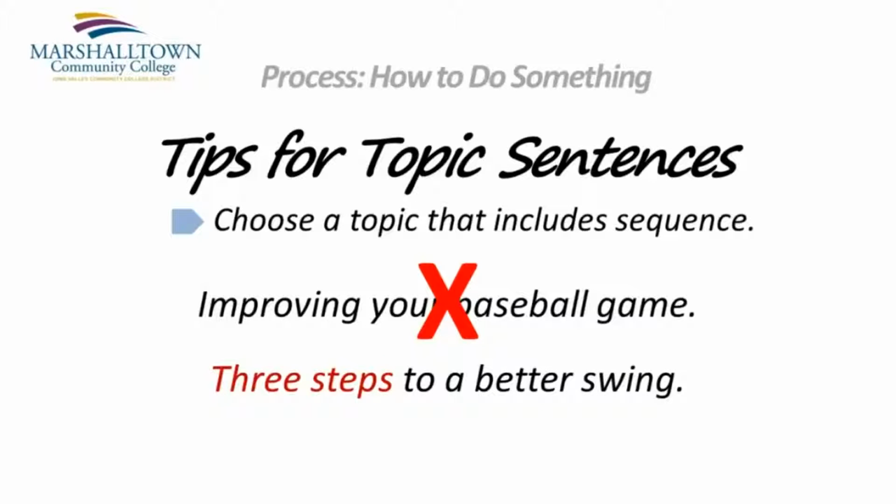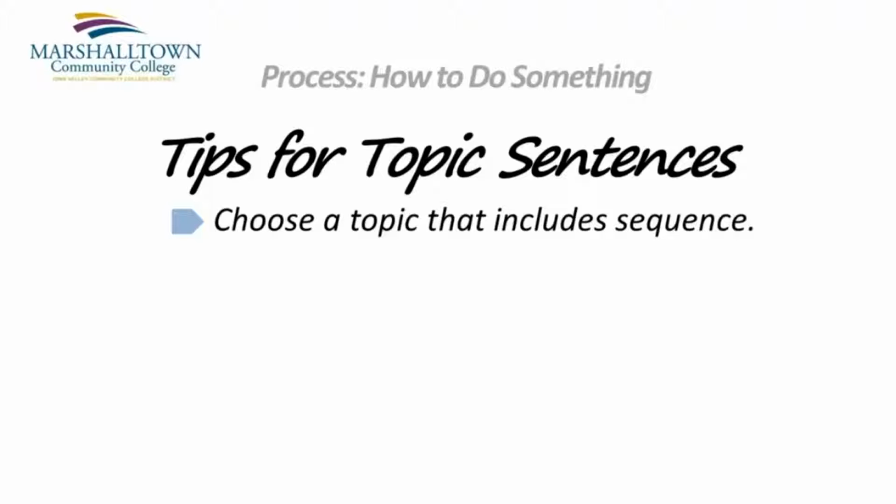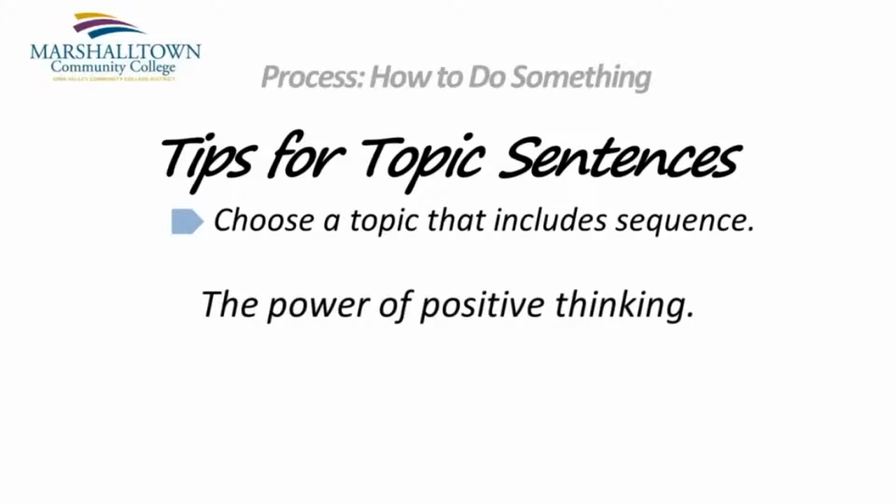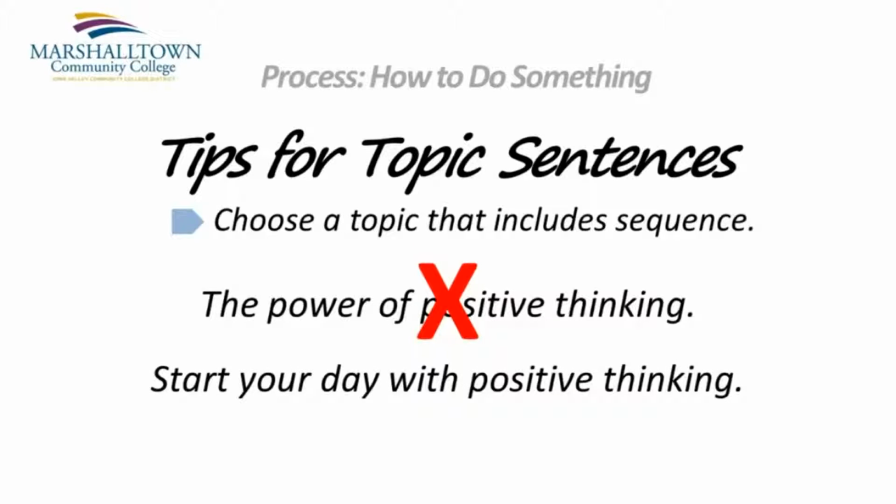In this example, the student wants to show readers how to use positive thinking to improve their lives. Again, the problem with this topic sentence is that it doesn't really indicate that the reader will learn some practical steps for using positive thinking. A better topic sentence might be, start your day with positive thinking. Notice how the words "start your day" immediately show the reader that your paragraph is about a process or a sequence of events.